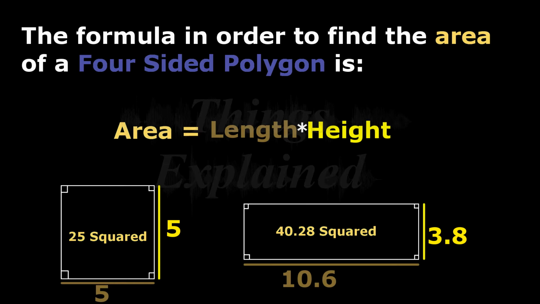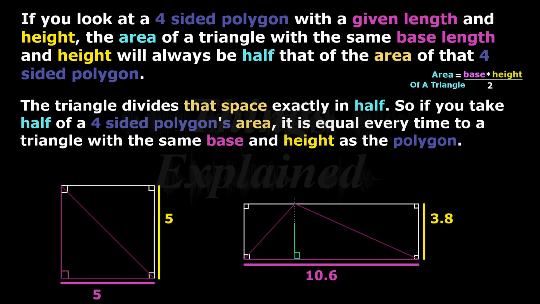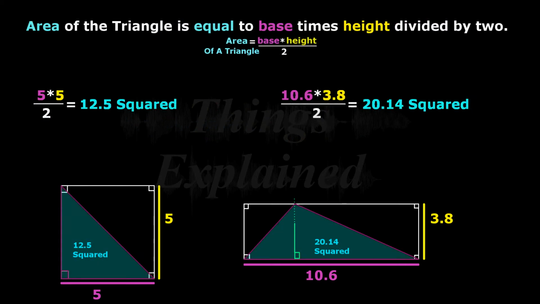If you look at a four-sided polygon, with a given length and height, the area of a triangle with that same length and height will always be half that of the area of that four-sided polygon. That triangle divides that four-sided polygon's space exactly in half. Fantastic! We just described the formula for taking the area of a triangle. You determine its base, find its highest point perpendicular to its base, multiply them, and then cut it in half.